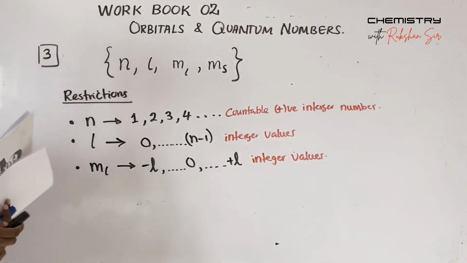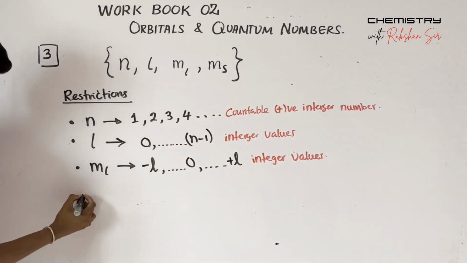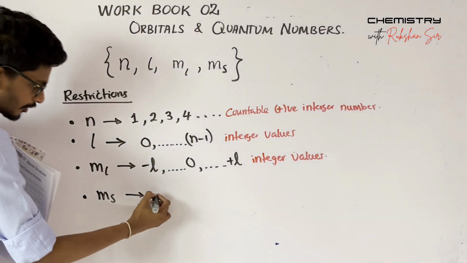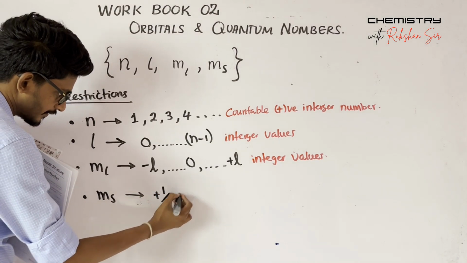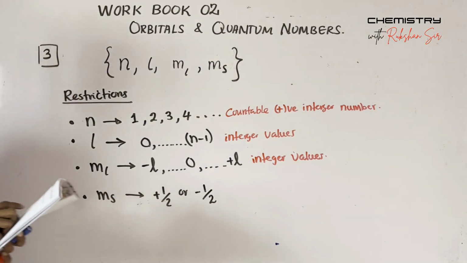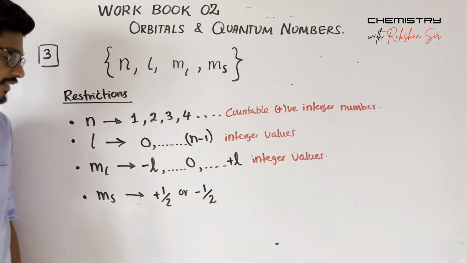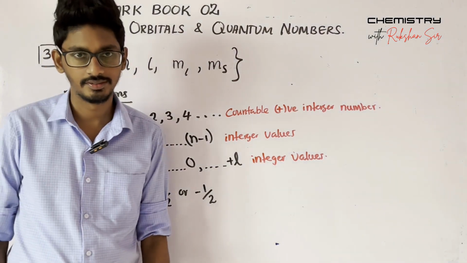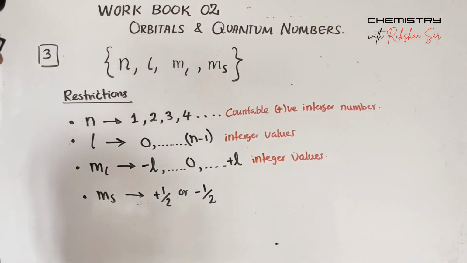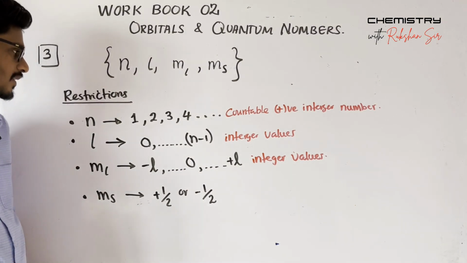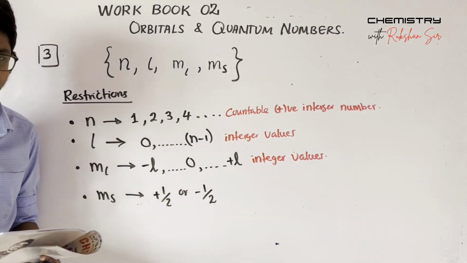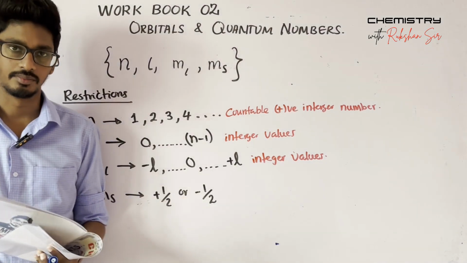But when it comes to MS, two values are possible: the plus half and the minus half. Only two values are possible. These values represent the two available spins of the electron, clockwise or anti-clockwise, right? So these are the restrictions. The quantum number set should satisfy these restrictions if we are to accept it as a valid quantum number set.